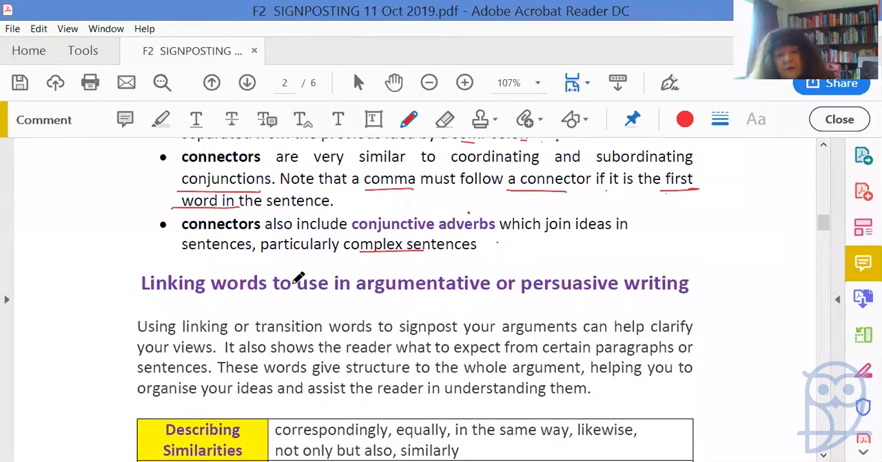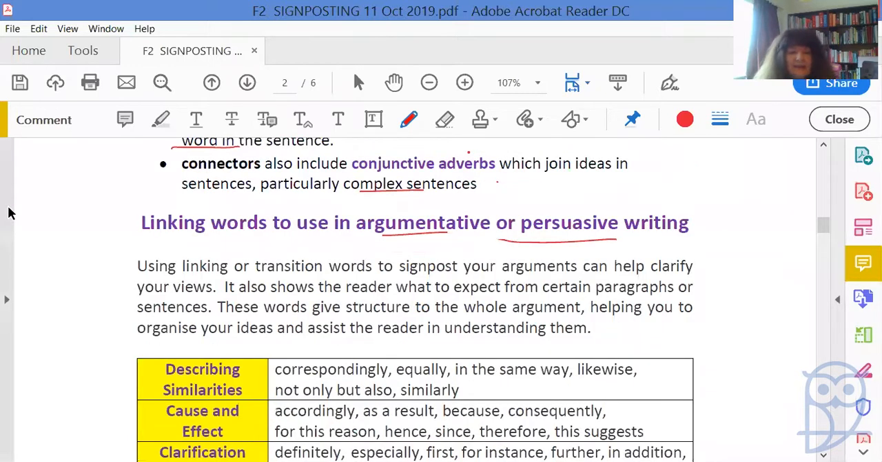Right, linking words to use in argumentative or persuasive writing. Okay, same thing, you argue with someone or you persuade them. Which is the easier path to follow? Okay, using linking or transition words to signpost your arguments can help clarify your views. It also shows the reader what to expect from certain paragraphs or sentences. And these words give structure to the whole argument, helping you to organize your ideas and assist the reader in understanding them.